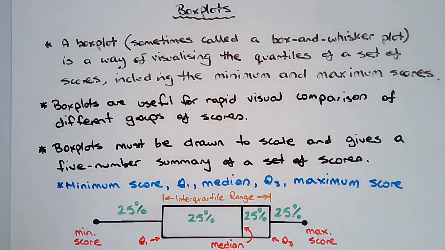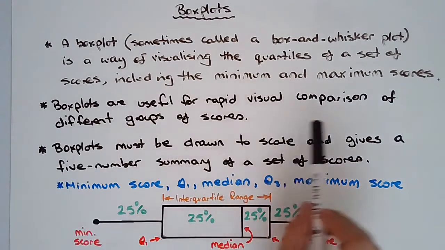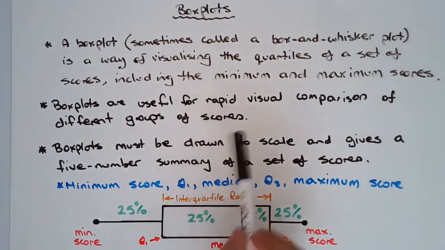If you recall when you looked at quartiles, interquartile range, and we determined Q1, median, Q3, they're just numbers. But in the end, what do they represent? They represent very special points that divide a set of scores into quarters. So it'd be good to be able to visualize that, because that gives us an indication of the distribution shape. If you recall negatively skewed, positively skewed, symmetrical, you can actually see that with one of these, which is very nice. So box plots are useful for rapid visual comparison of different groups of scores.